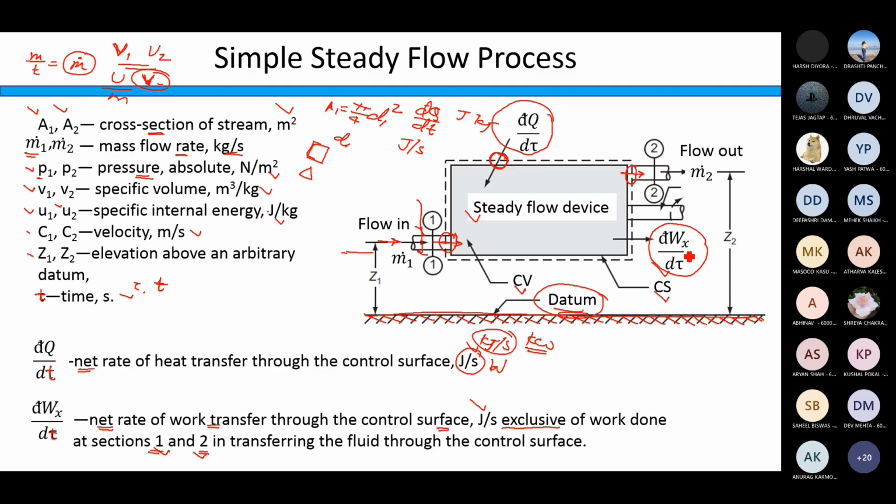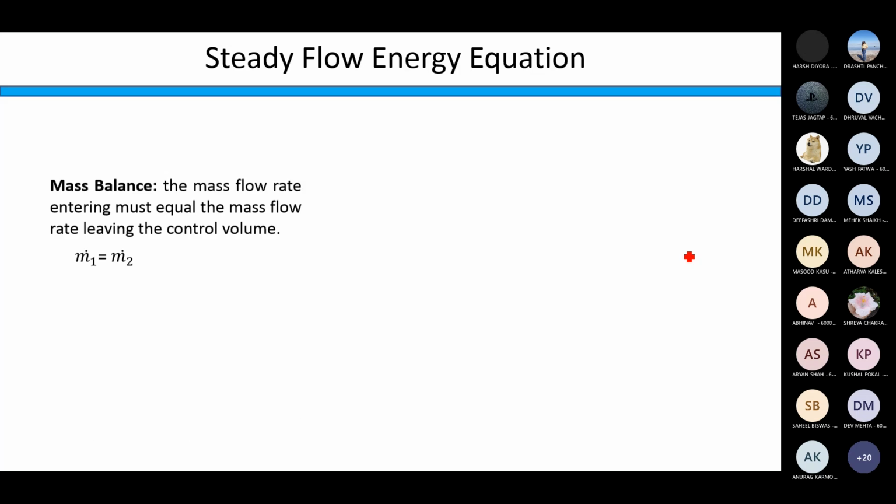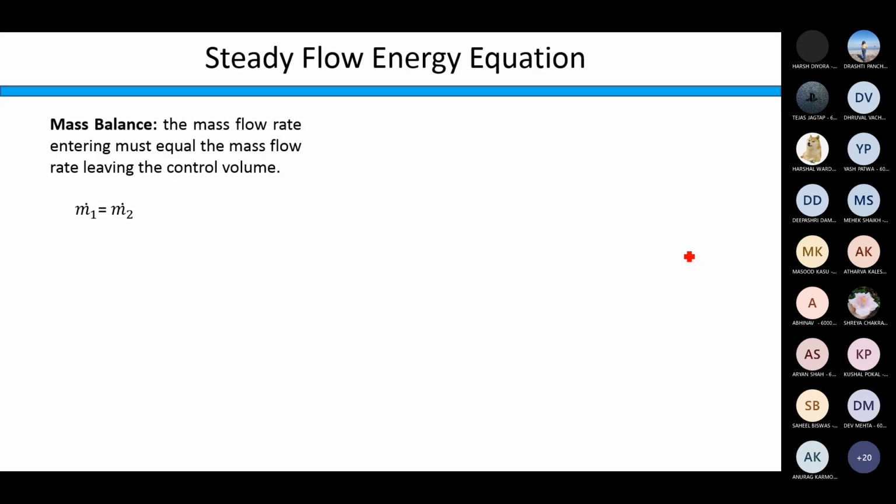Now remember, our analysis is based on two principles. One is the mass balance and the second is the energy balance. We are going to write only these two balance equations in the next slide, and this is how we are going to derive the steady flow energy equation. Writing the mass balance first of all: the mass flow rate entering your system or the control volume must be equal to the mass leaving the control volume.